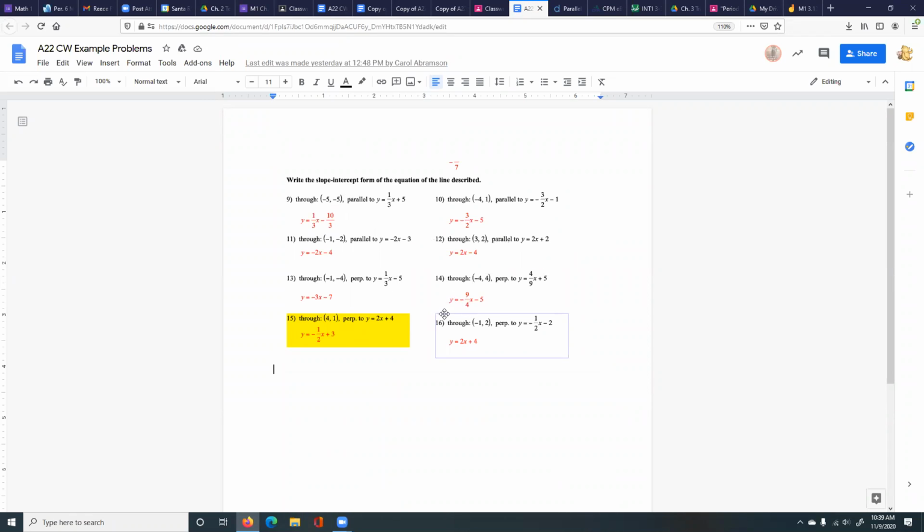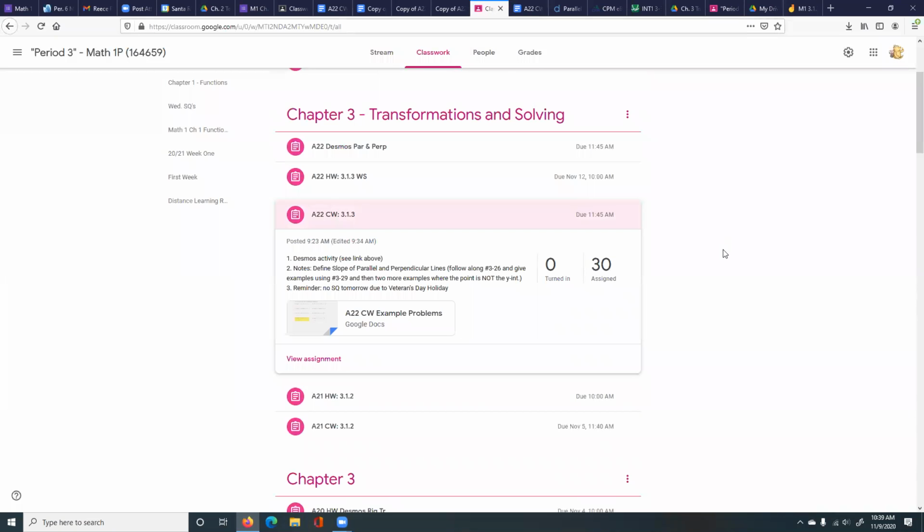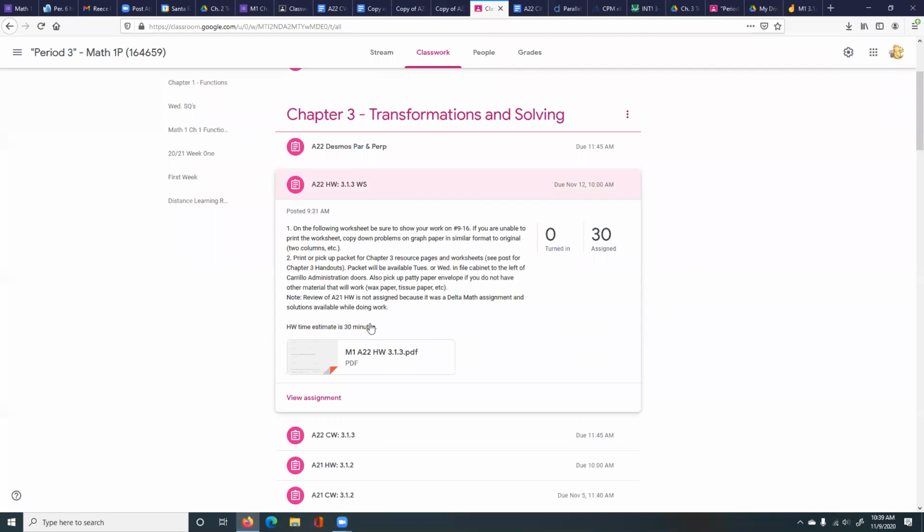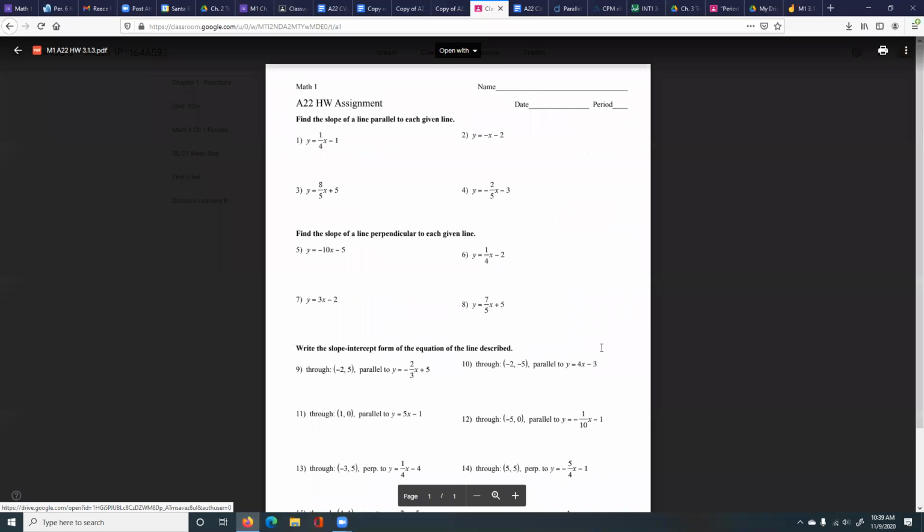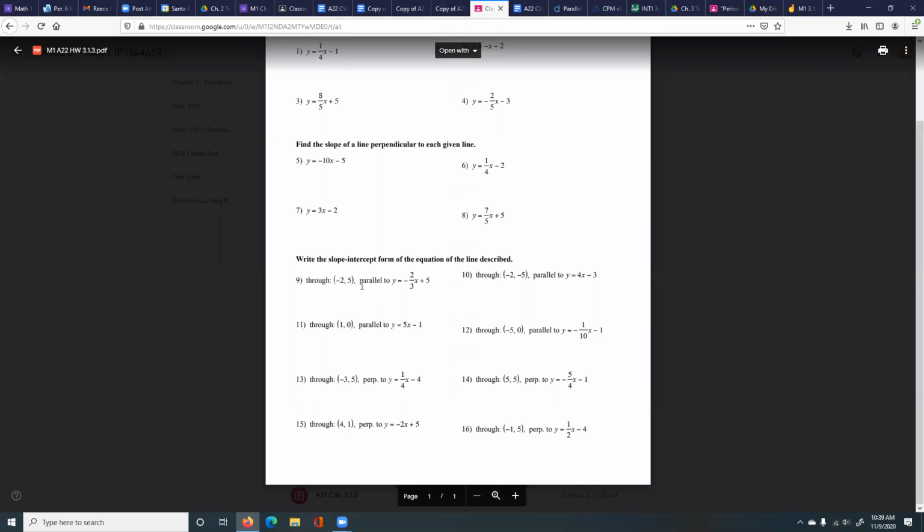And the answers are in red right there, right? I didn't assign those, but if you want extra practice. But for your homework, you're going to do the worksheet that's attached. That's just like what we did. So make sure you read, does it say parallel or does it say perpendicular? These first 4 say parallel. These last 4 say perpendicular.